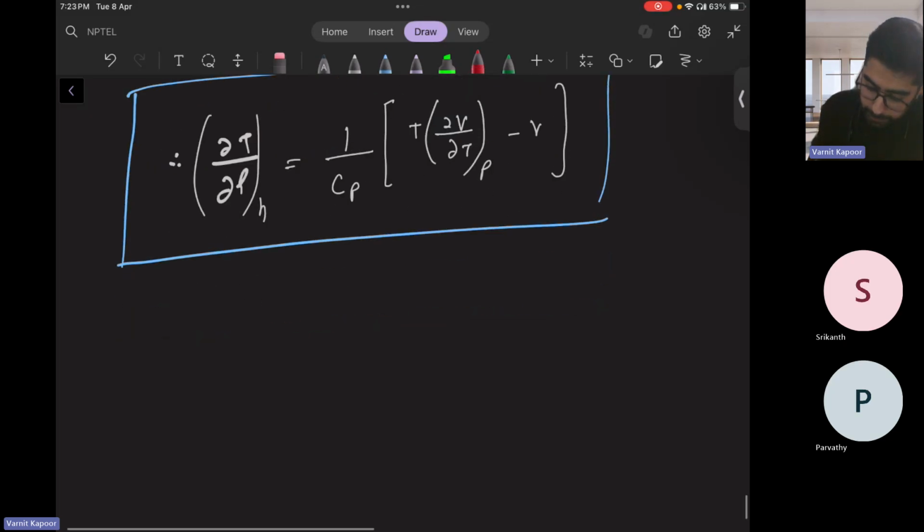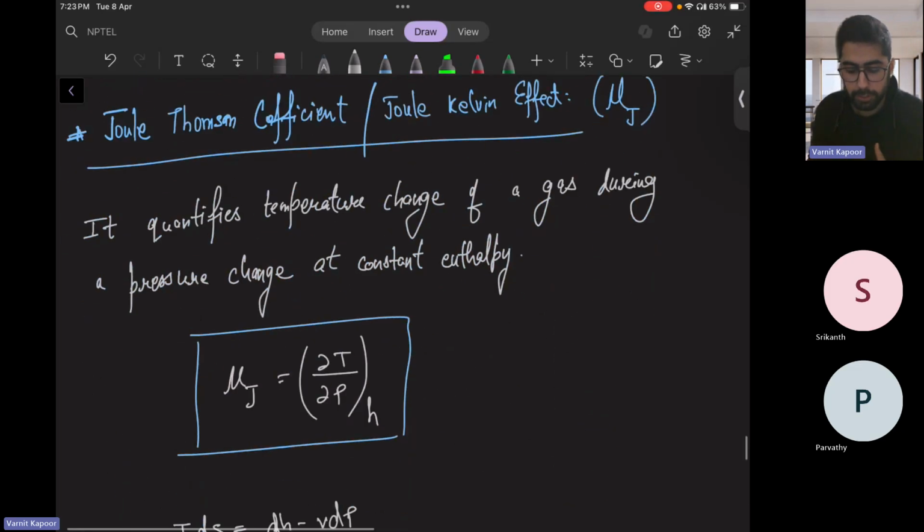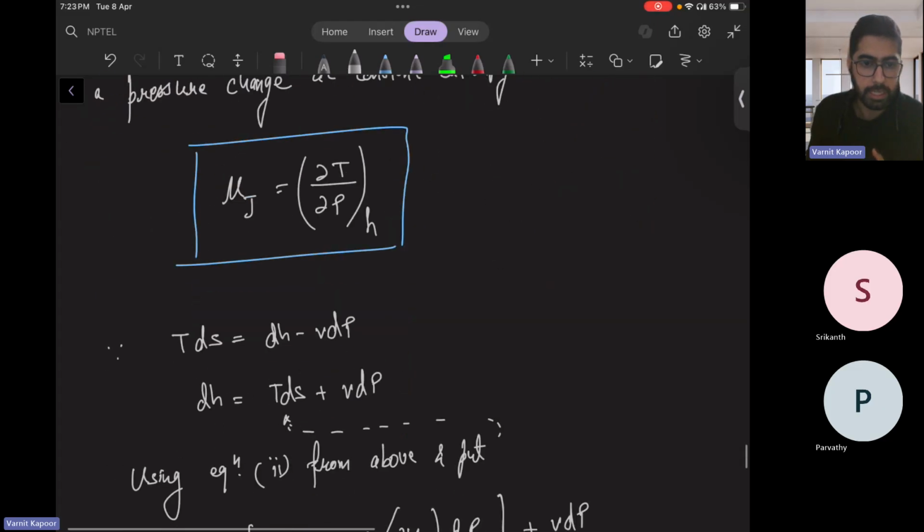There's a point to note here. Before that, I'll explain once again. The Joule-Thomson coefficient quantifies the temperature change of a gas with respect to pressure change for a constant enthalpy, isenthalpic process. That is, mu j is nothing but dou T by dou P at constant enthalpy. Let's get the expression for this Joule-Thomson coefficient.